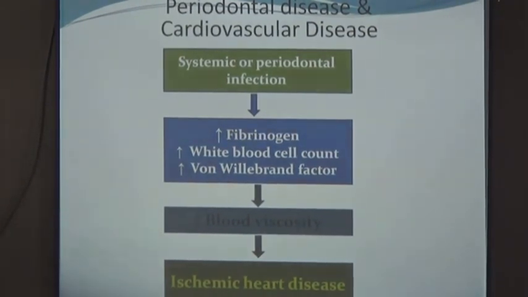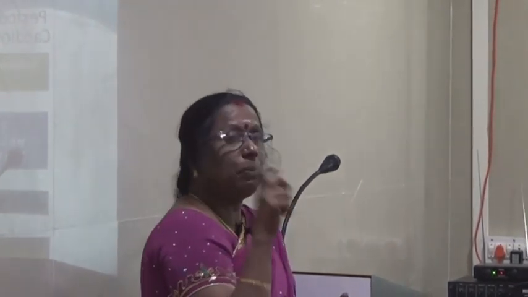There will be increased fibrinogen, an increased white blood cell count, and von Willebrand factor will also be increased. All these three things will be increased. There will be increased blood viscosity. Once the blood viscosity is increased, naturally there is going to be ischemic heart disease.